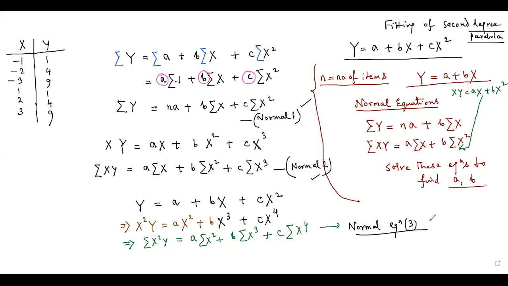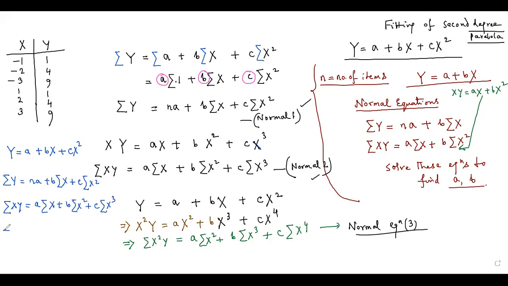So all the normal equations have been obtained in the following manner. If I write all the normal equations with respect to the second degree parabola together, for the given equation of the form y equal to a plus bx plus cx square, we have got 3 normal equations. One is summation y is equal to na plus b summation x plus c summation x squared. Second one is summation xy is equal to a summation x plus b summation x squared plus c summation x cube.